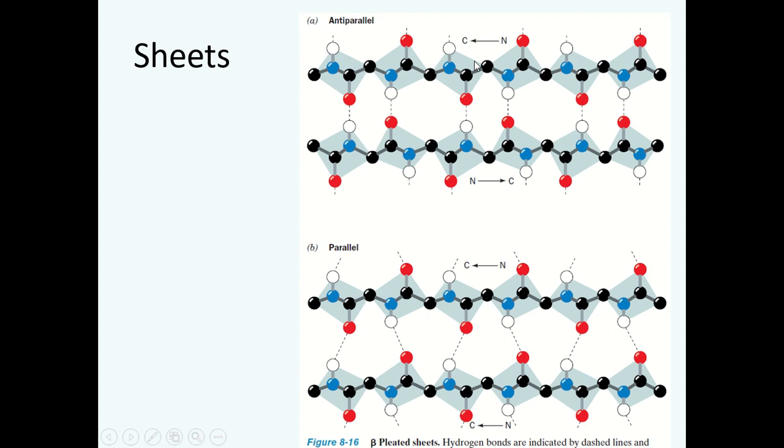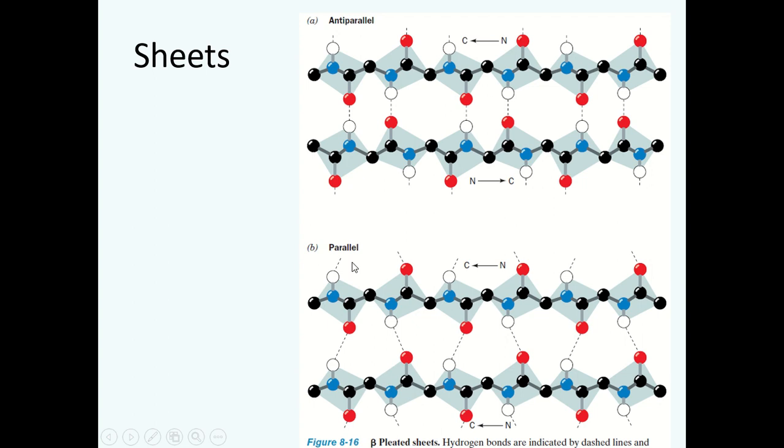In this first illustration, you can see that these two regions are projecting in the opposite direction. That is, this is the N terminus of this segment, and here is the C terminus of this segment. For the other segment, the N terminus lies on the left side, and the C terminus lies on the right side. So these two strands are running in the opposite direction as compared to one another. So these are called anti-parallel beta sheets.